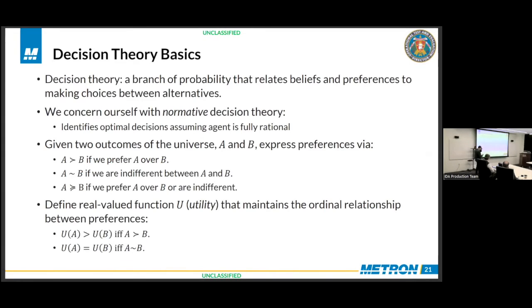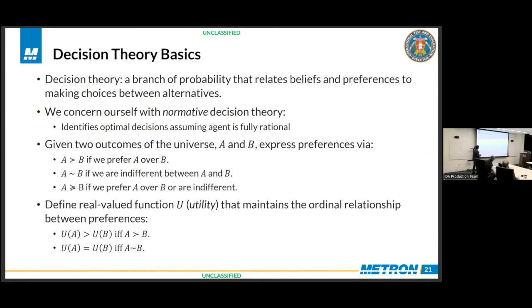Okay, so some decision theory basics. Decision theory is a branch of probability that relates your beliefs and your preferences in making choices between alternatives. We'll concern ourselves here with using normative decision theory. That means we're going to identify optimal decisions, assuming that the person making those decisions is a fully rational person. I'll explain what rational means later on.